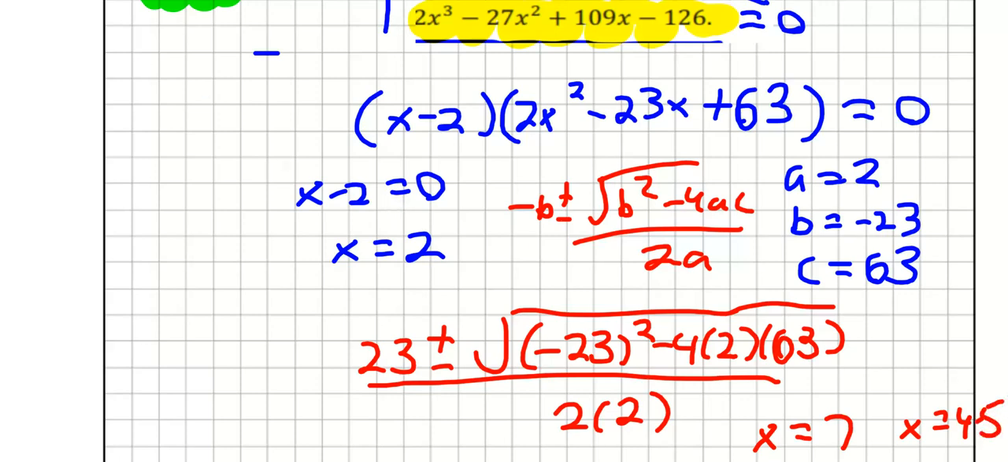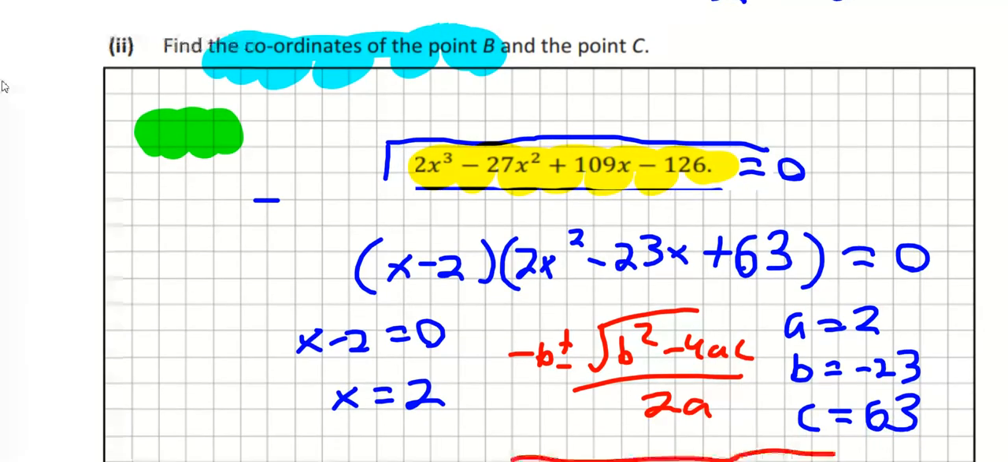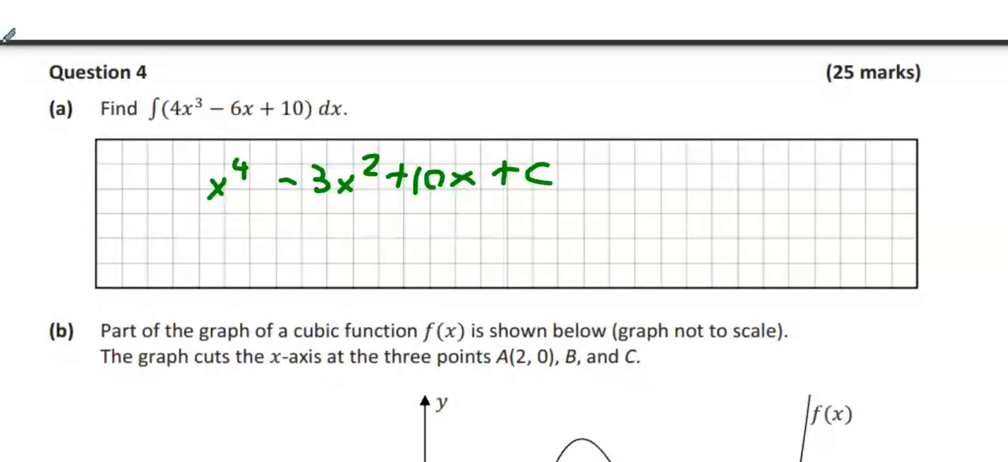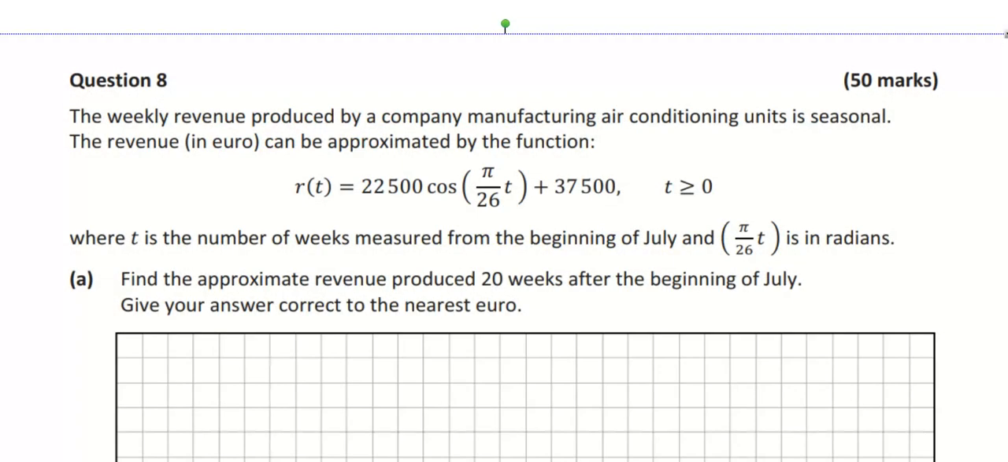And from the graph, you're trying to find out the coordinates. So if you go back to the graph here, B would be (4.5, 0), and C would be (7, 0), because it has to be closer to the axis. So that's always 4.5 and 7. I think that's all about question 4 now. Yep.